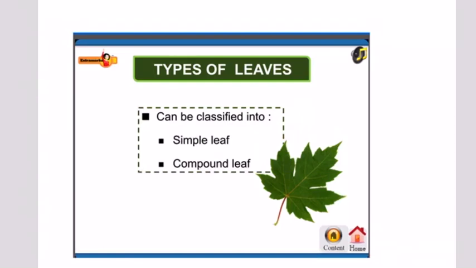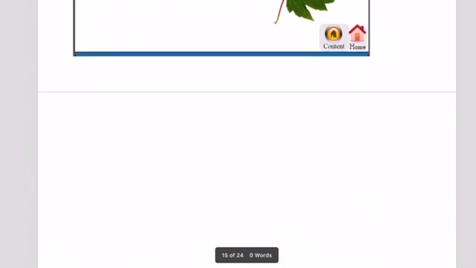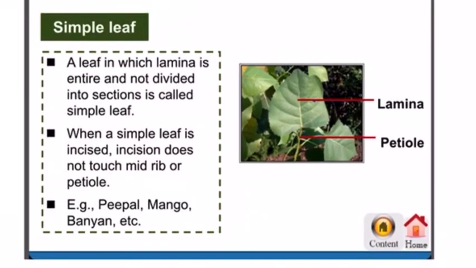Leaves basically are classified into two types. One is the simple leaf, another one is the compound leaf. So let's see what are simple leaves and what are compound leaves. Now first, the simple leaf. By definition, what is it? A leaf in which the lamina is entire and not divided into sections is called a simple leaf.